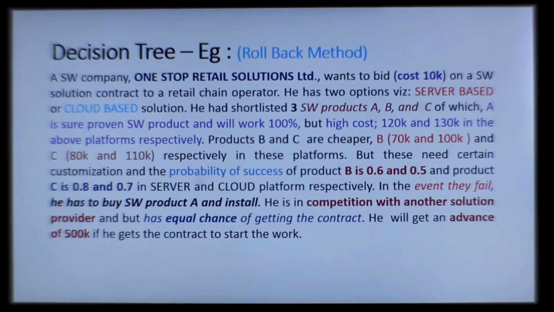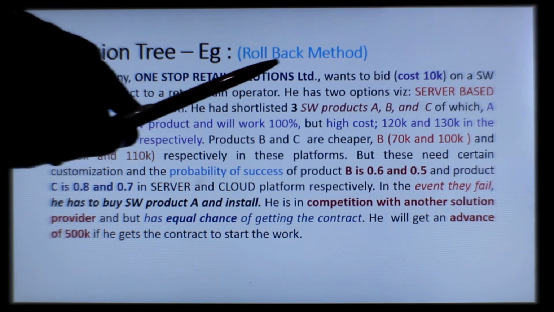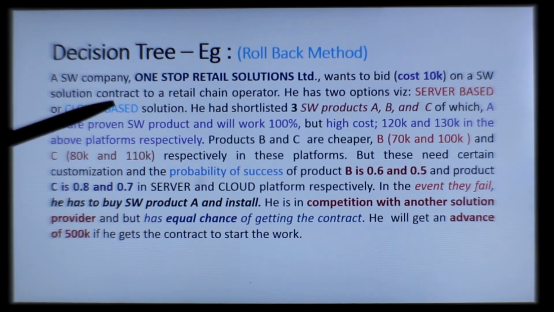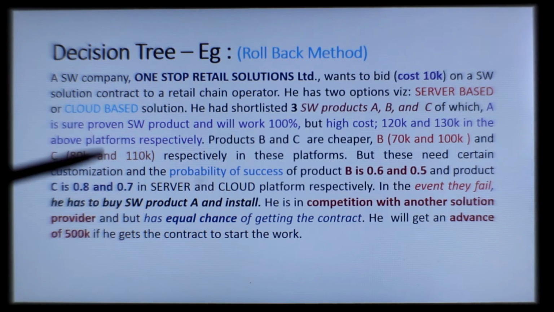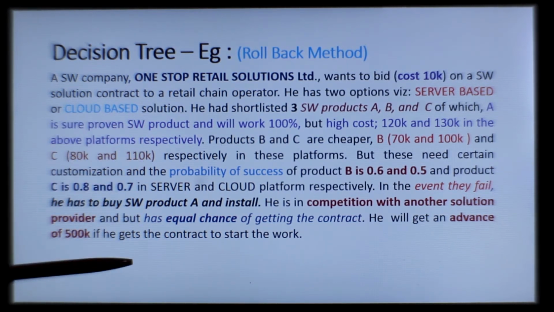Now let us look into the decision tree under multiple stages. As I have already expressed to you, in multiple stages you have to use a method called the rollback method. We will see how we are going to do that in this case. Take some time to read this situation fully. You can pause the video for some time, read it fully, and then we can proceed.